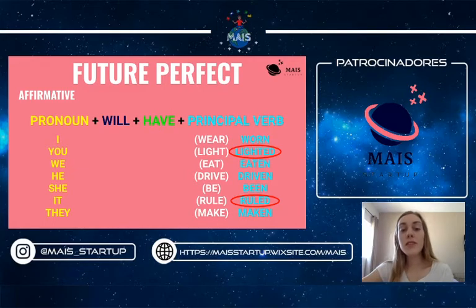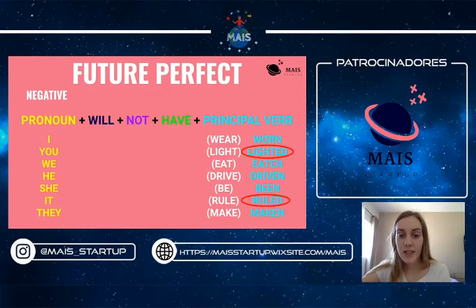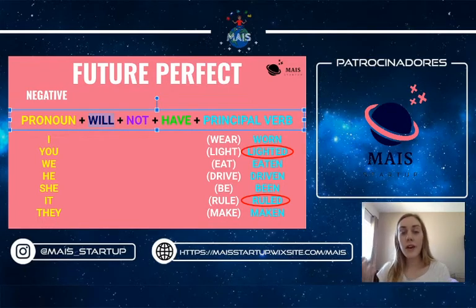So that is the structure for the affirmative, and as you may have guessed from every other verbal tense in English, to make the negative form, you just have to add not after the auxiliary verb, which in this case is will. We have two auxiliary verbs, but not always comes after the first one. One example would be: it will not have rolled.